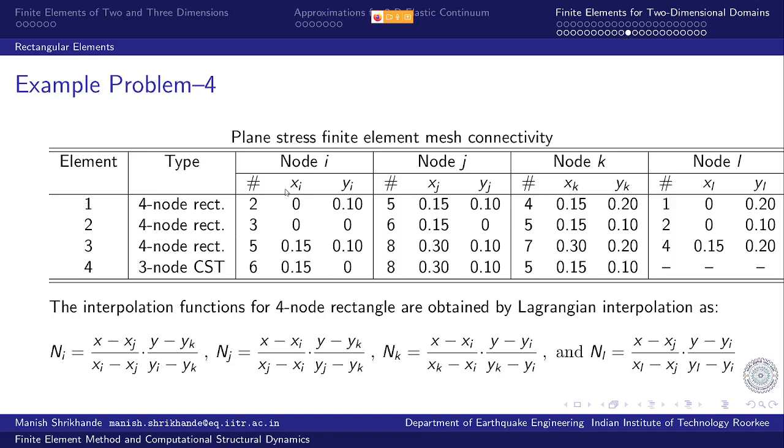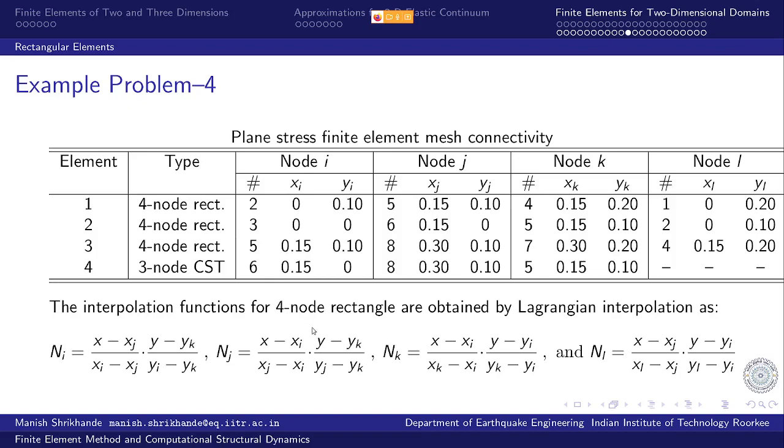So for element number 1, node I is node 2, with coordinates 0 and 0.1, now I am referring to this in meters. Node J is node 5, with its x and y coordinates. Node K is node 4 and node L is node number 1 in the global node numbering. And these are the coordinates of these nodes. So for the 4-node rectangle, we have all 4 nodes. For the 3-node triangle, the constant strain triangle, we have I, J, K, 3 nodes defined by 6, 8 and 5.